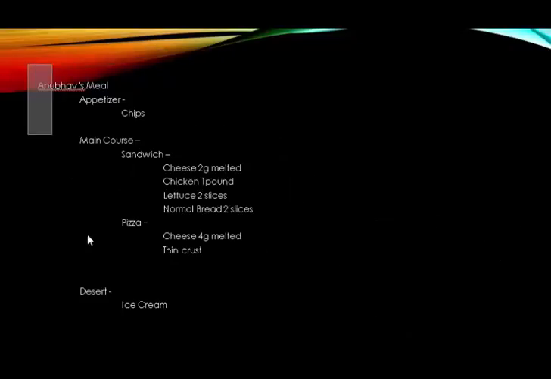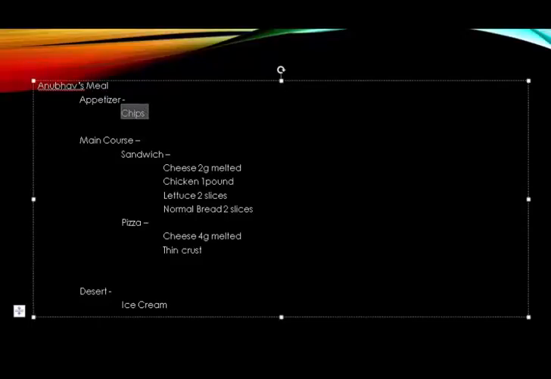Suppose you go to a restaurant and you can make your own meal. First we can name it. I wanted to call it Anubhav's meal. For an appetizer, I would just like some chips. I want two main courses: a sandwich and a pizza. And then for dessert, I just want a little ice cream.